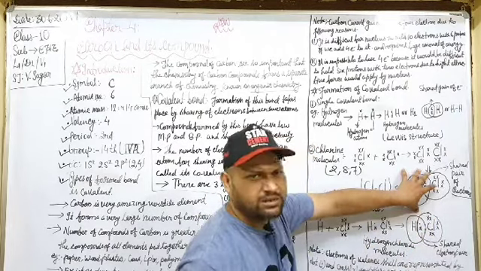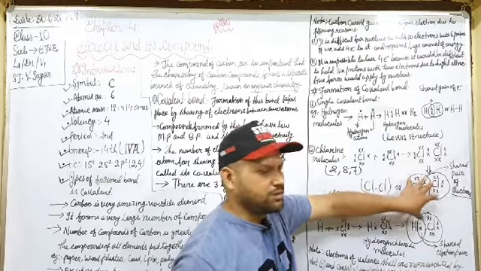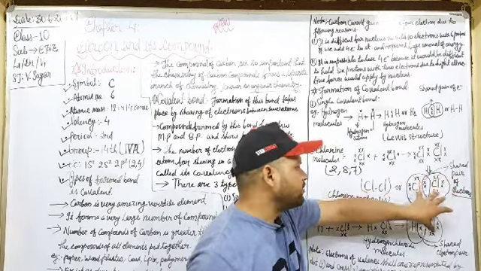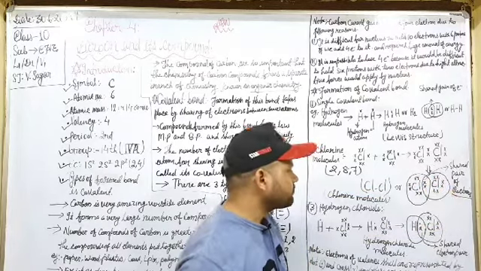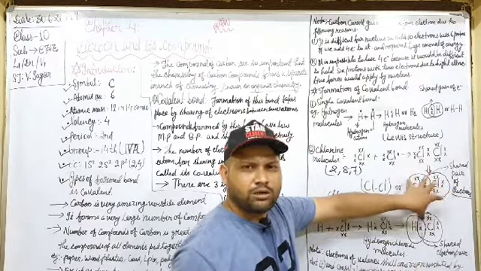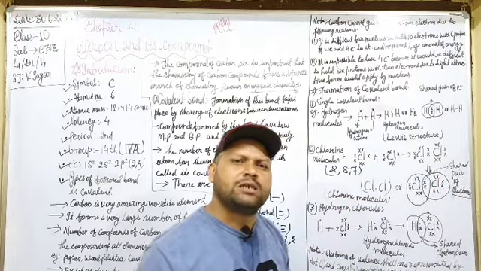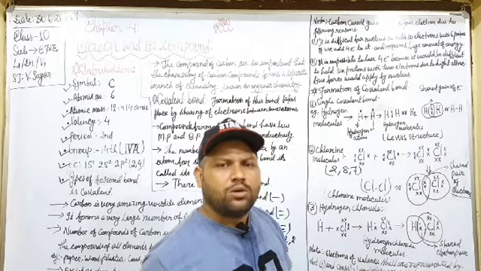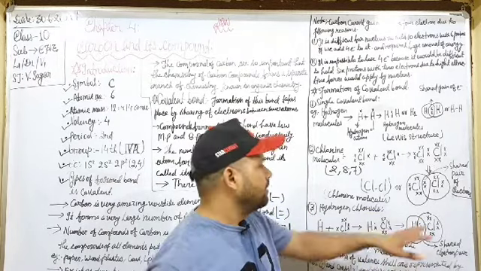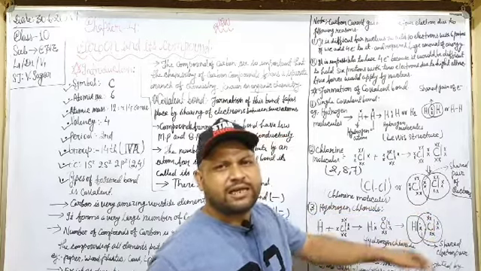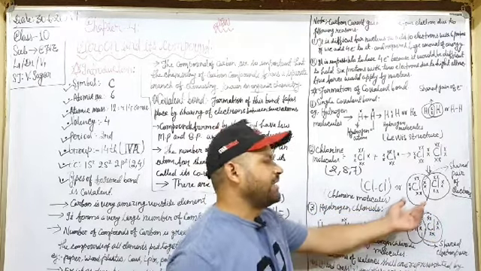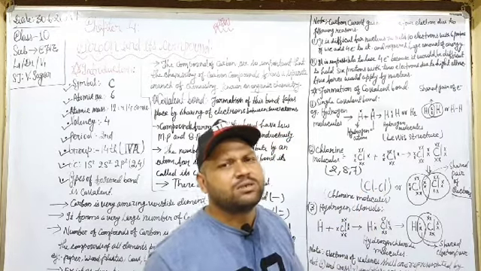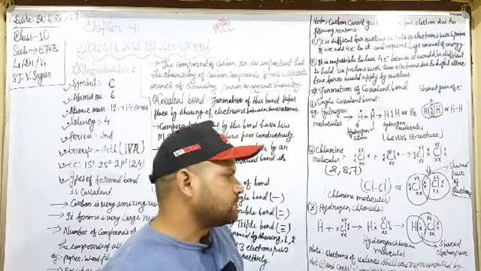This is one complete octet, and this is one complete last shell for the chlorine atom. So both chlorine atoms have 8 electrons in their last orbit. That's why each can complete its orbit and represent itself as a noble element and become stable. That's why the formation of the chlorine molecule takes place.